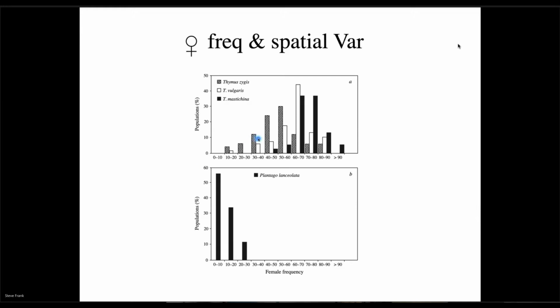Now in Thymus species in France, there's tremendous variation. You can see these different species vary. In some of the species, the frequencies are often above 50%. That's the one in black here, Masticina. In Zygus, you see the frequencies vary. They're lower, but they're still very high. And there's huge variation between populations.